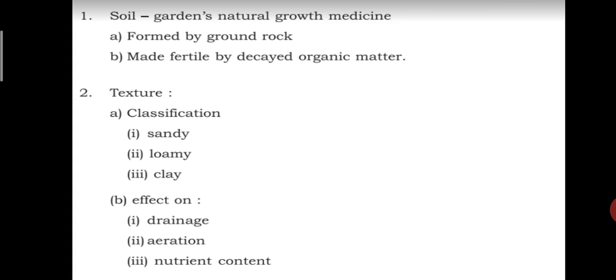So what is soil has been asked here. You have to give three points in the answer. Soil is garden's natural growth medium. It is formed by hard rock and made fertile by decayed organic matter. Now texture is asked. When texture is asked, you have to go for classification and effect on. So classification is sandy, loamy and clay, and effect on drainage, aeration, nutrient content.